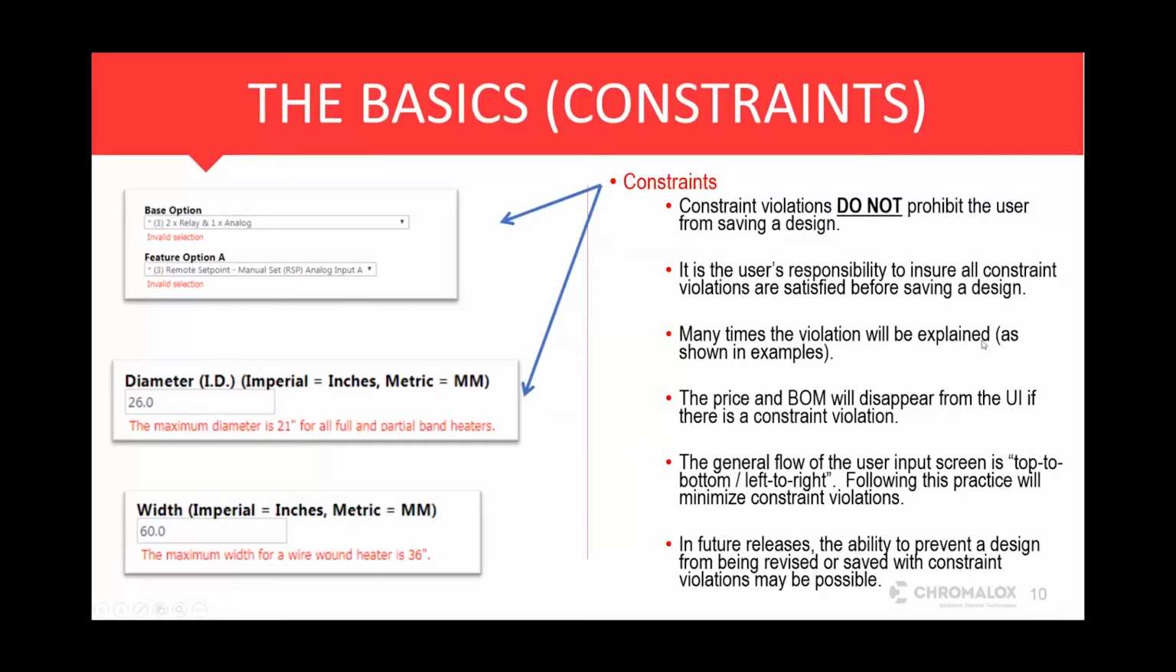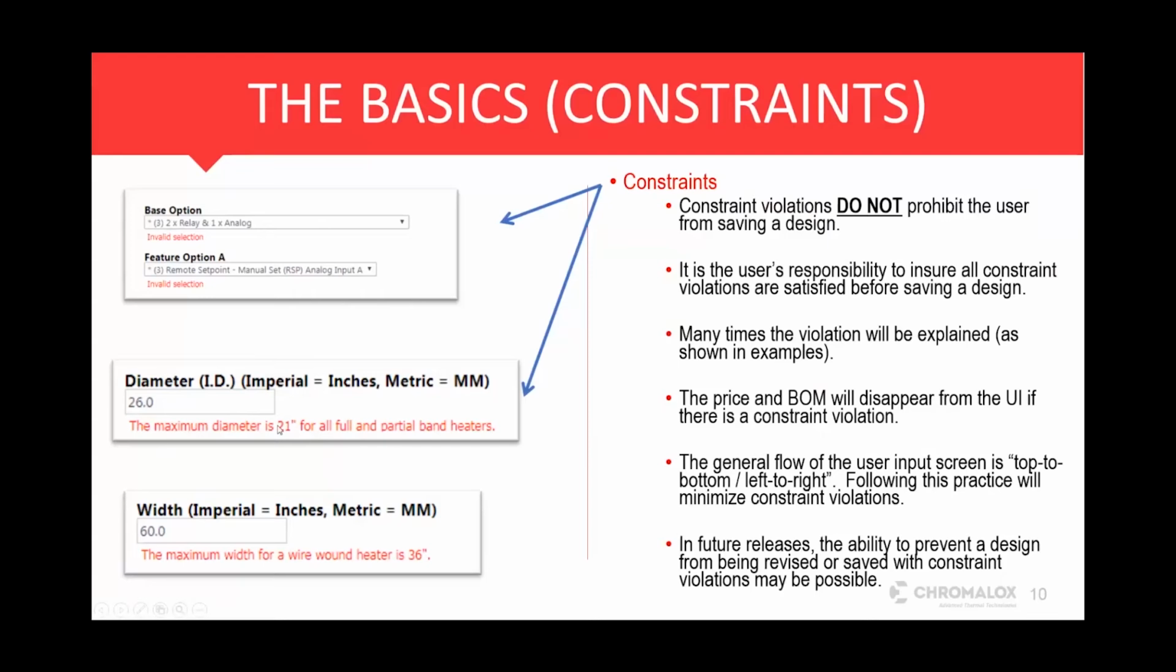Most times the violation will be explained in some form or fashion. On these drop-down boxes, it just says invalid selection, and there's going to be an asterisk next to the item that was selected but is a violation. In the case of band heaters, we might be more specific. If the user enters a dimension that is beyond the maximum or minimum parameters or constraints for that particular feature, it will tell you exactly what it is.